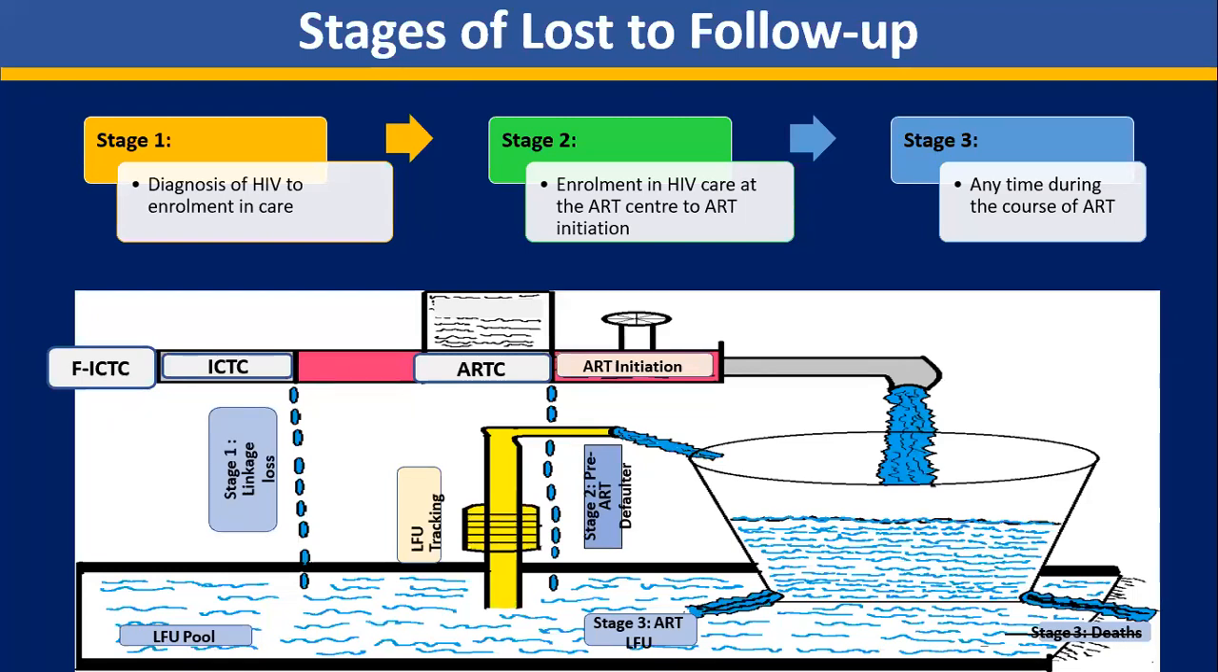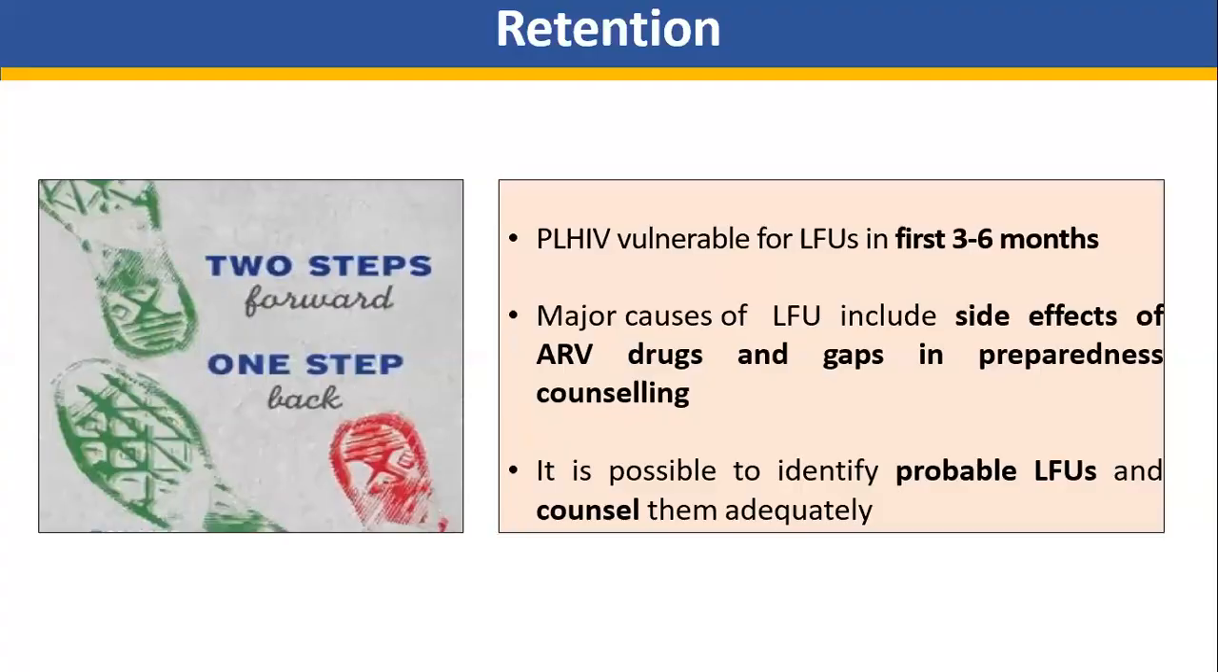So there are various stages of loss to follow up of patients who are registered in the ART center. This can be at the time of diagnosis of HIV to enrollment in care. The patient can be lost to follow up in the ART center when they are about to be initiated on antiretroviral therapy, or during any course of treatment where the patient is likely to be lost to follow up. So we have to address these issues. That is why the differentiated service delivery model has come up, so that we can improve the retention of patients in HIV care. Next, please.